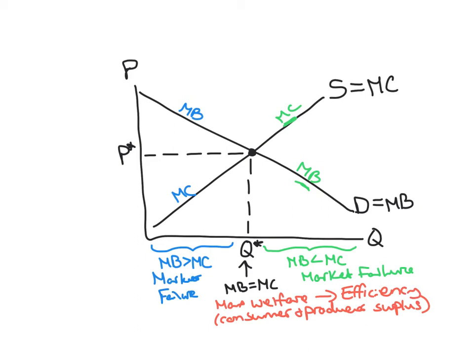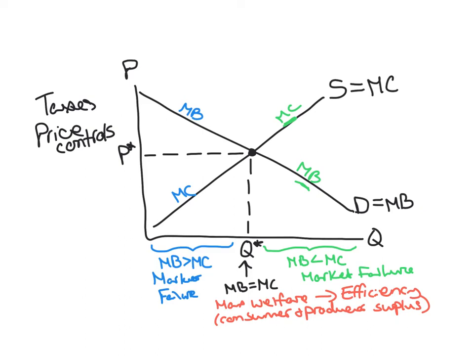There are a lot of reasons why a market might end up somewhere other than Q star, and we've looked at a few of those. We've talked about taxes, we've talked about price controls, right? And so these are situations where the government has imposed some sort of policy that actually reduces the number of transactions to below Q star.